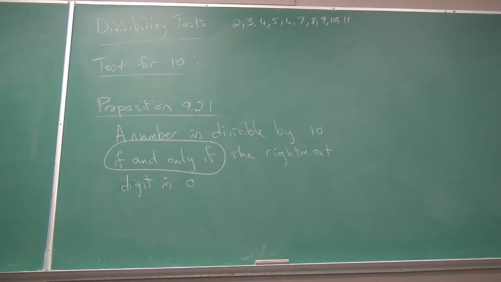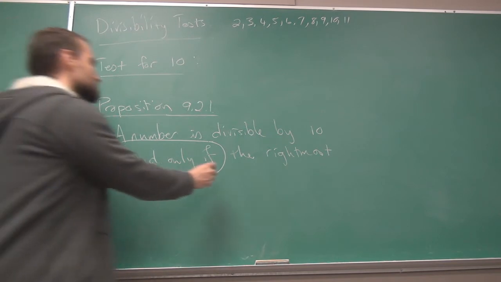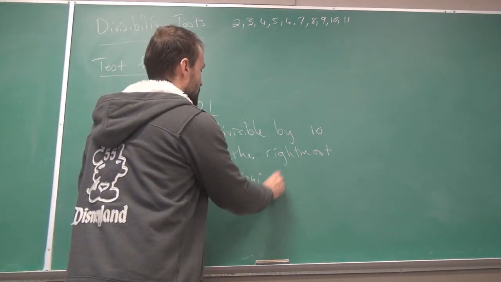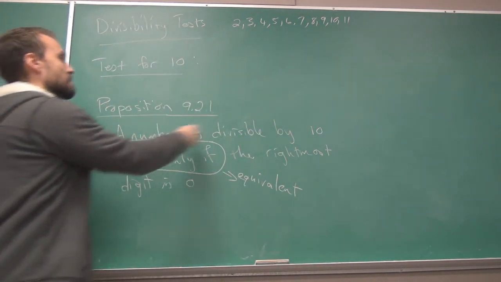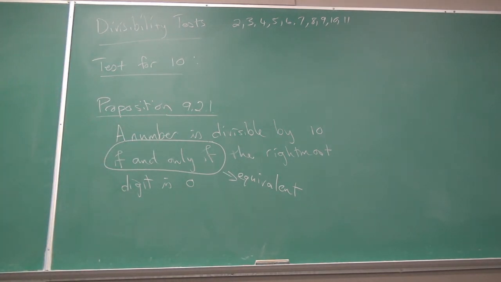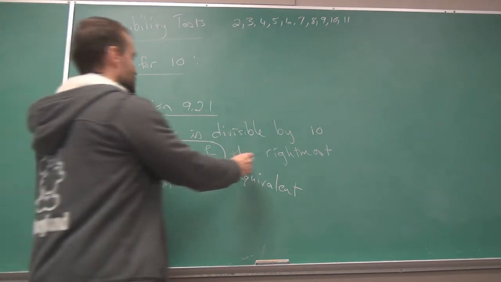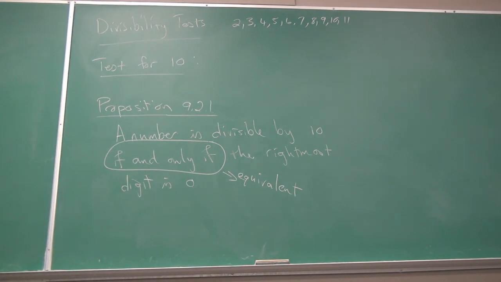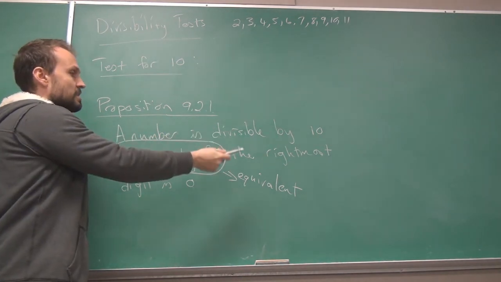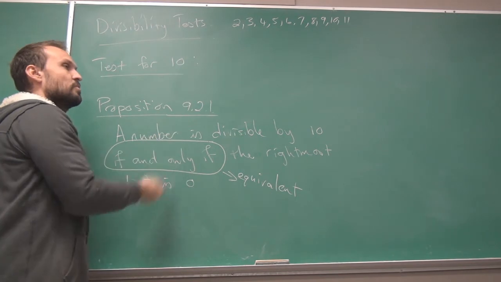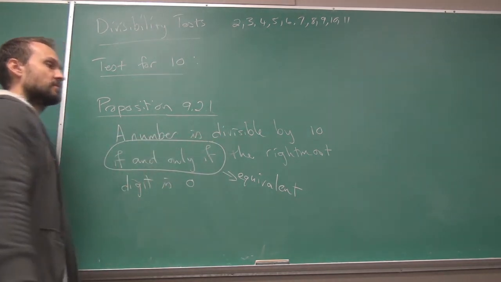What does if and only if mean? That's a mathematical phrase. It really means equivalent. Meaning that I have this whole statement in two parts. The first part is what I'm looking for, a number being divisible by 10. The other part is, how do I decide that? What is equivalent to that? The rightmost digit being 0 will give me the numbers divisible by 10. And if the number is divisible by 10, the rightmost digit will be 0. It goes both ways. These two pieces are equivalent.